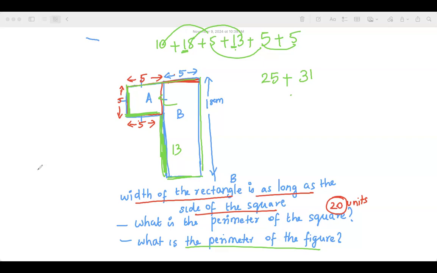Let me check, guys. So it should have been 18 plus 18 plus 10 plus 10. So basically, something feels wrong to me. Hold on. 13 plus 5. Okay. Yeah, that's correct. So 25, 10, 25, and then 18 and 13. Now, why are 18 and 13 combining? Let me check, guys. Yeah, that's right. I'm getting 56 units, 56 centimeters.